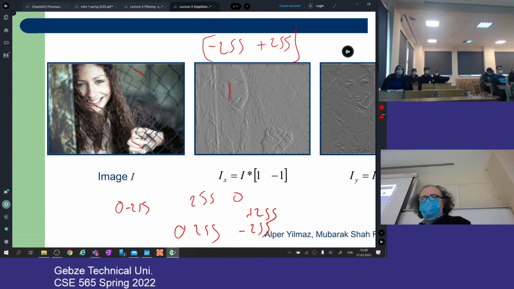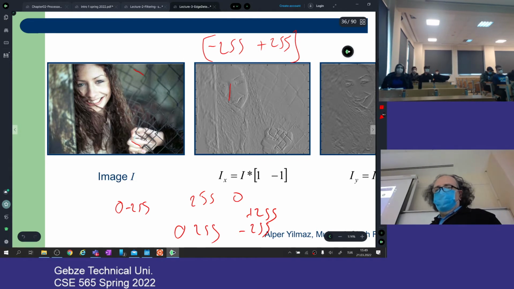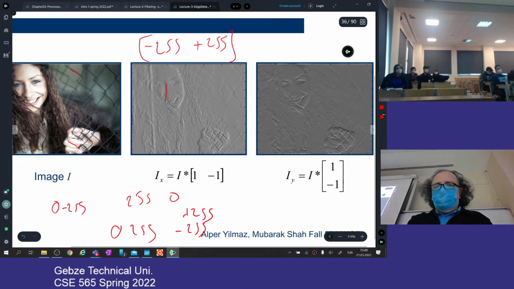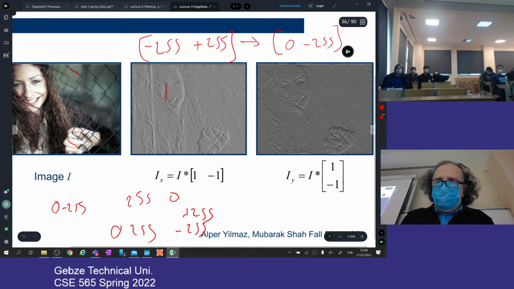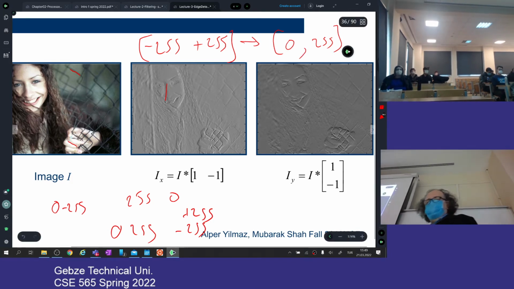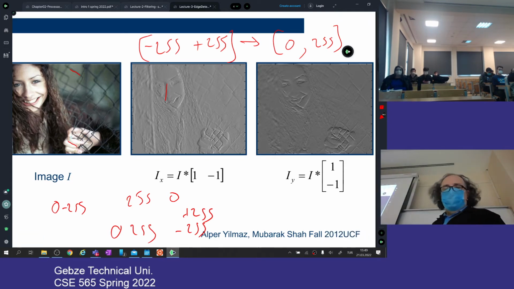So that's out of my range. I can show images from 0 to 255, so I can linearly map these values to 0 to 255. That's how I produce this image as a visible image. These are the x derivatives, and these are the y derivatives.